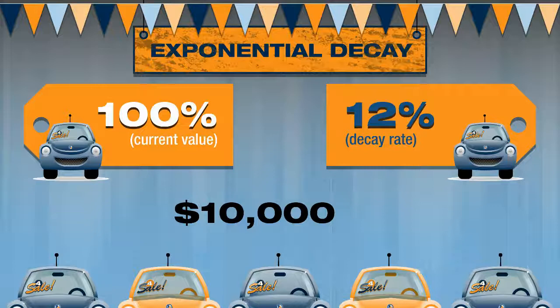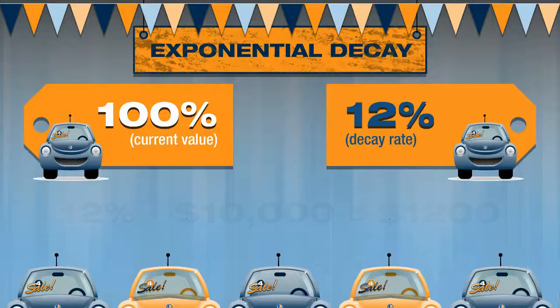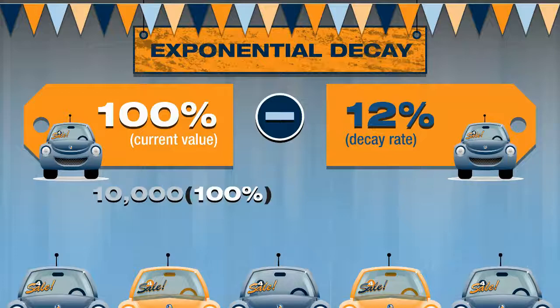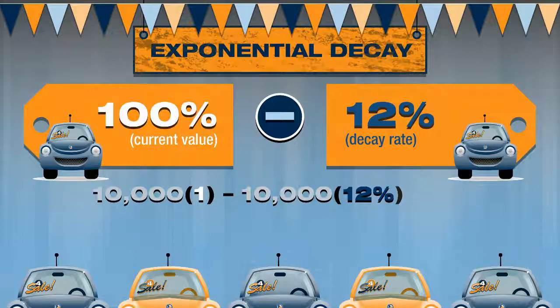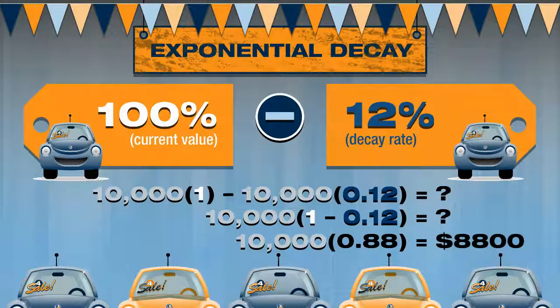Over the next year, the car's value will depreciate or decay by 12% of $10,000, which is $1,200. Ouch! Let's find its value after 1 year. We'll take 100% of the original value and subtract 12% of the original value. So, $10,000 times 100%, or 1, minus $10,000 times 12%, or 12 hundredths, is equal to 10,000 times 1 minus 12 hundredths, or 10,000 times 88 hundredths, which equals $8,800, the value 1 year from now.